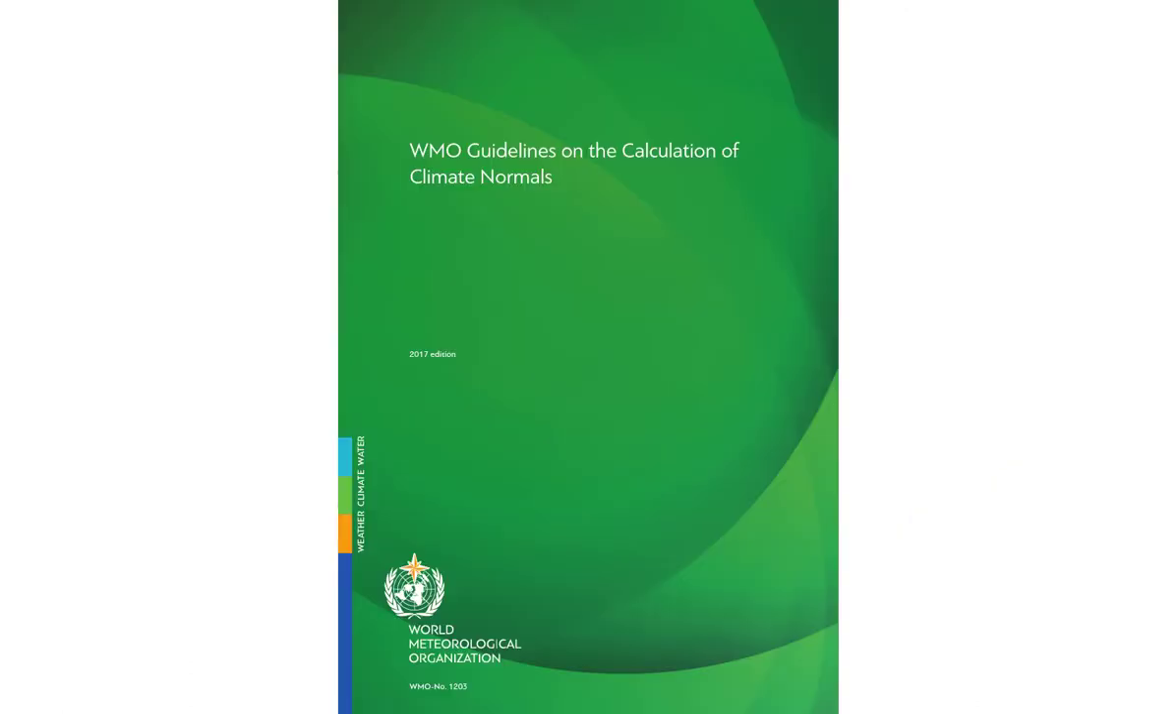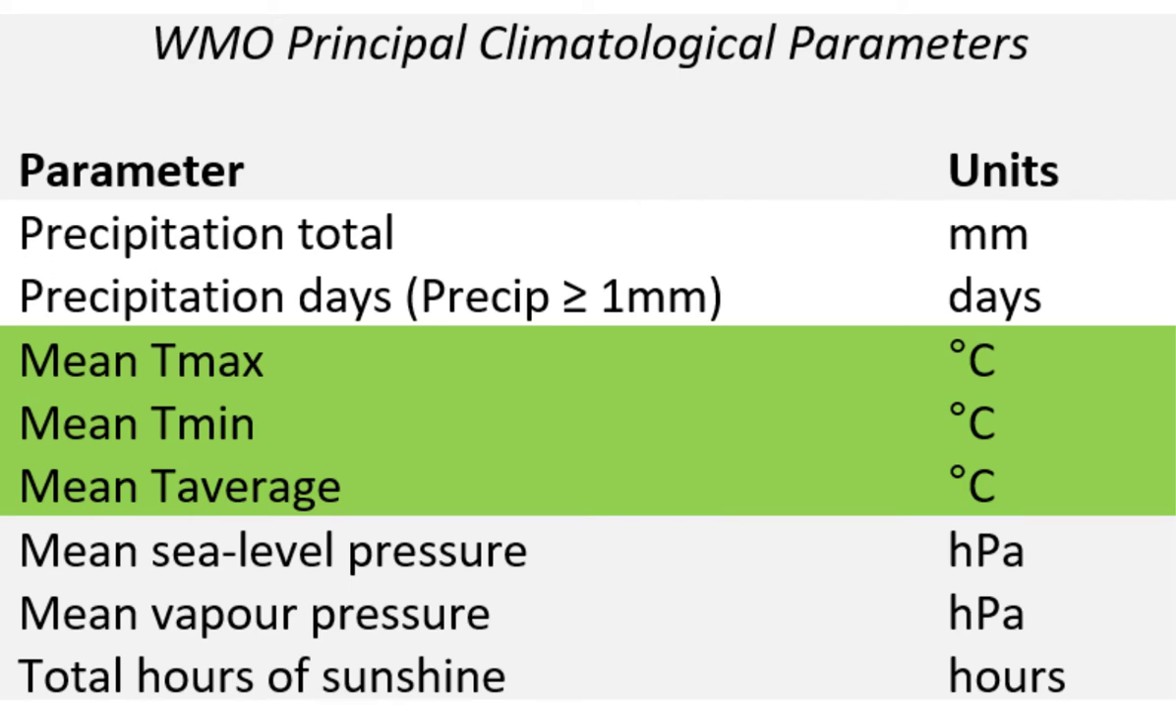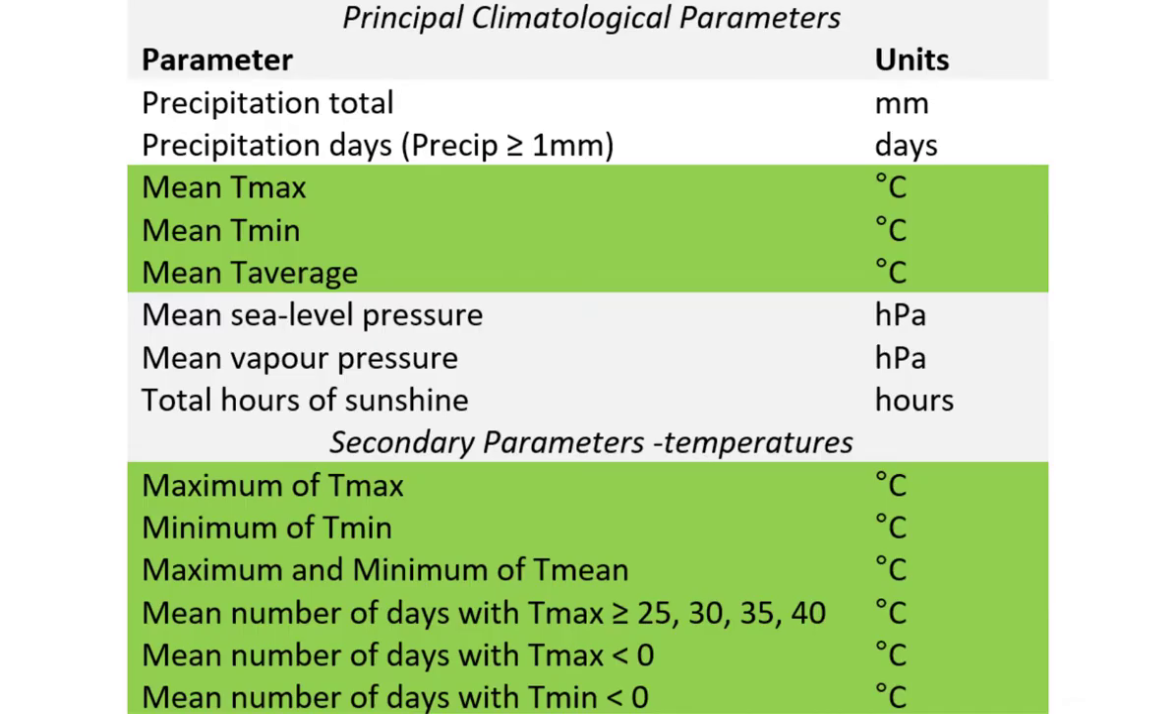As with the precipitation normals, we'll be using the WMO guidelines on the calculation of climate normals, as well as the US climate normals from 1981 to 2010. The means of Tmax, Tmin, and Tmean are in the WMO list of principal parameters. In addition, the temperature extremes are included as secondary parameters, as are the mean number of days with Tmax exceeding a list of thresholds.